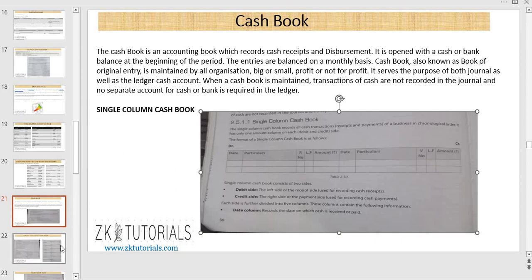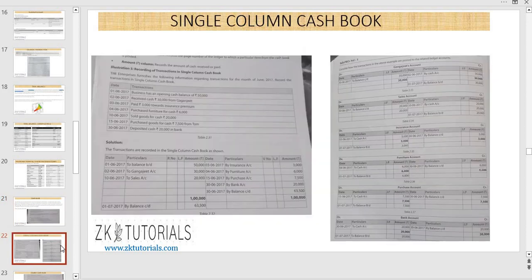The next slide has one question regarding the single column cash book. Here you can easily read the question and the solution also. I'm giving you 2 minutes to go through this question. You can even write down all the transactions and prepare the single column cash book as per your convenience.